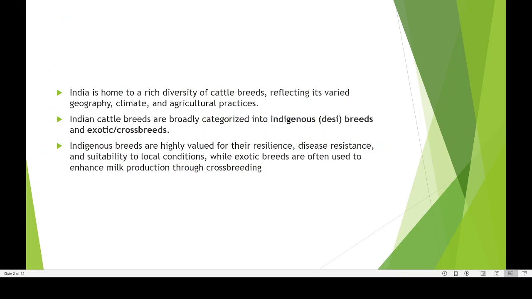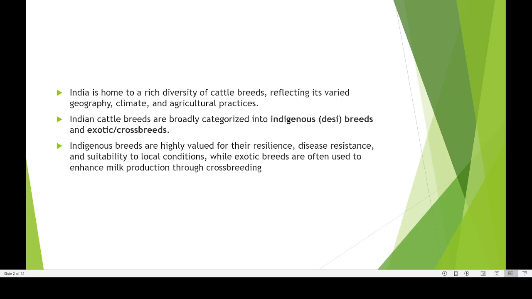One is indigenous breeds or Desi type of breeds, which are normally natively present in India. The other is introduced breeds, or cattle which have been imported into India from other parts of the world, just like our rubber plant that was introduced into Kerala from Brazil or South America. So many such types of cattle are also there. We will come to that.